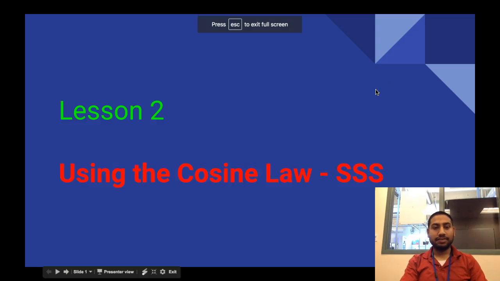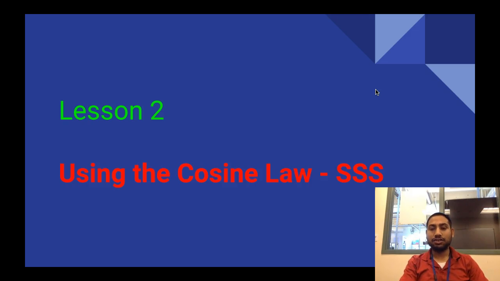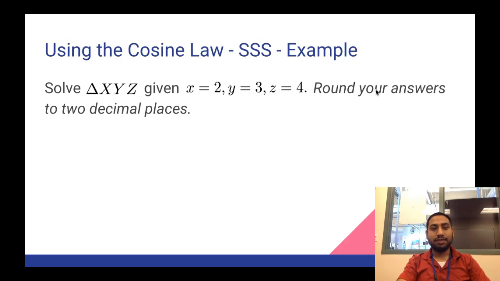Okay, so in this video we're gonna learn about how to solve a triangle using the cosine law given all three sides of the triangle. Alright, this is the example we're gonna look at. So solve triangle XYZ given x equals 2, y equals 3, and z equals 4. We're gonna round our answers to 2 decimal places.